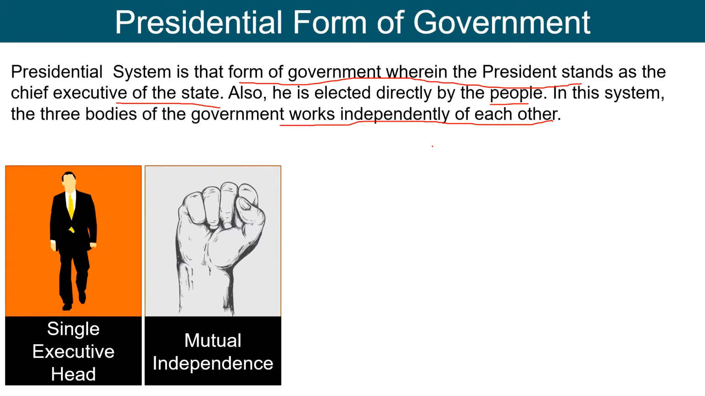This is because the president is elected by the people either directly or through an electoral college. Also, the legislature cannot remove the president before the expiry of his/her term. However, in exceptional circumstances, this is possible by the process of impeachment. Looking at it another way, the president also cannot dissolve the legislature before the expiry of its term. Besides, the members of the executive cannot become the members of the legislature and vice versa.